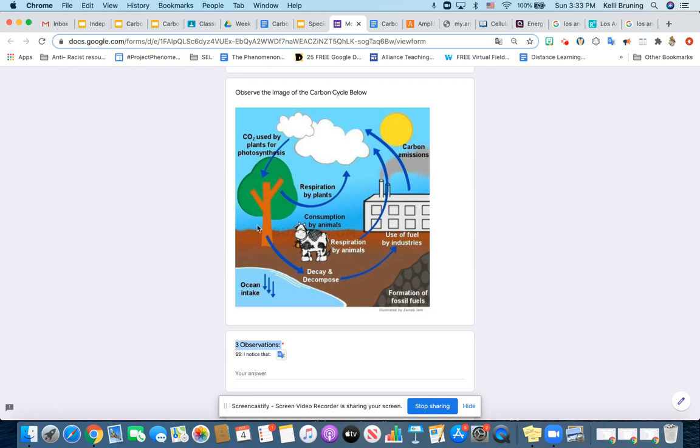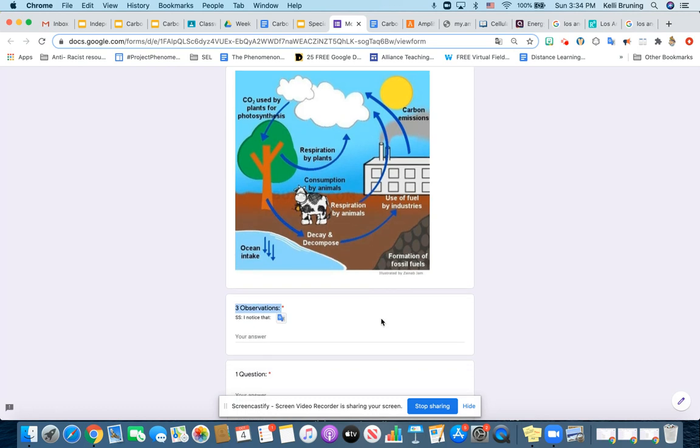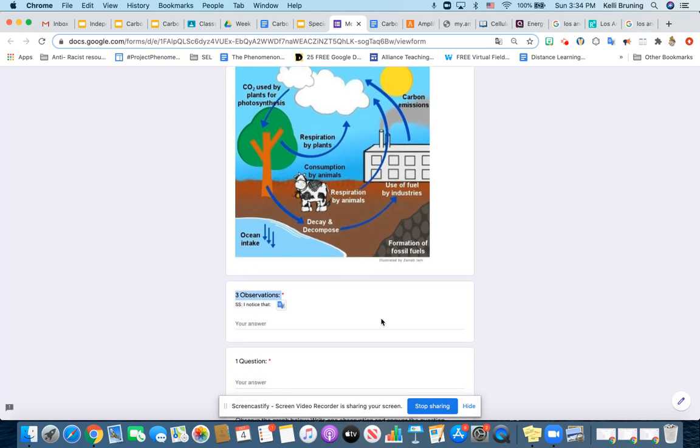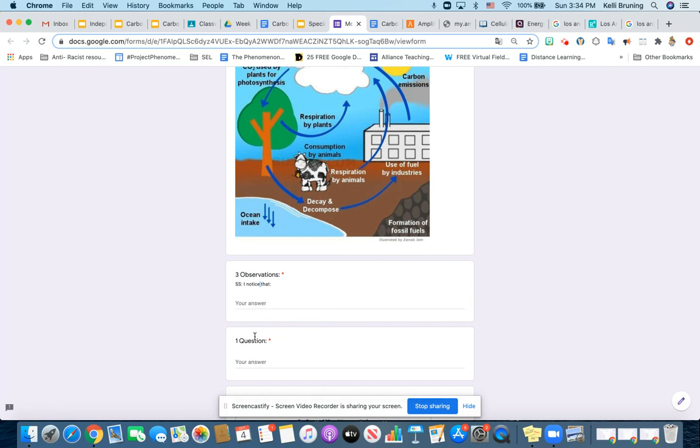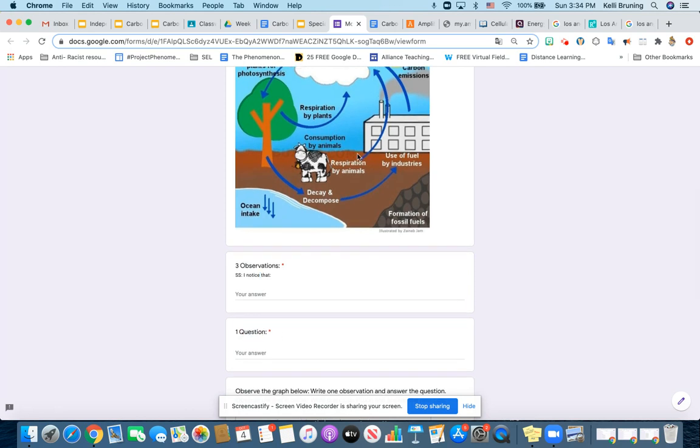Note how carbon is cycling. What contributes carbon to the atmosphere? Where is carbon in this ecosystem? Where do you see it? So think about some of those things for your observations. A sentence starter is you can say, I noticed that this, or I see this. And then I want you to write one question that you have about the image.